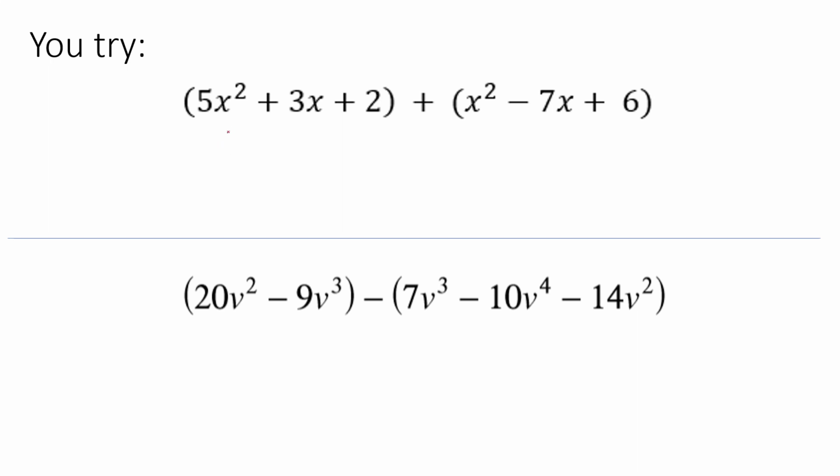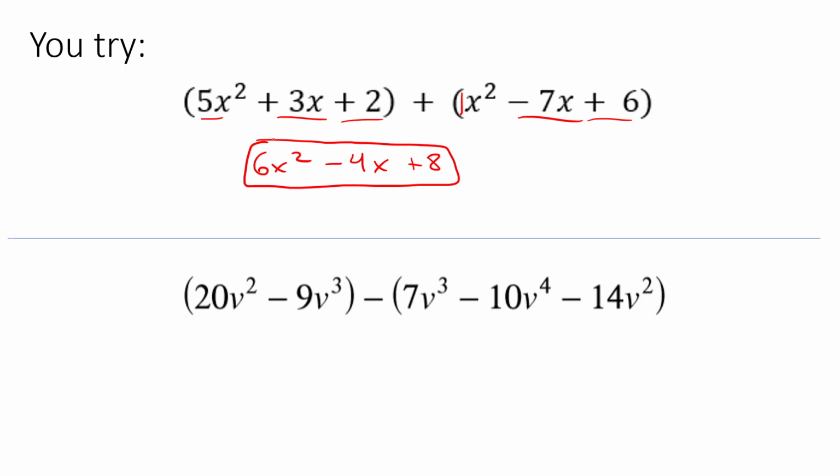Okay, for the first one, 5, and really, remember there's a 1, so 6x squared minus 7, right? 3 minus 7, so minus 4, negative 4, and then plus 2, plus 6, plus 8.